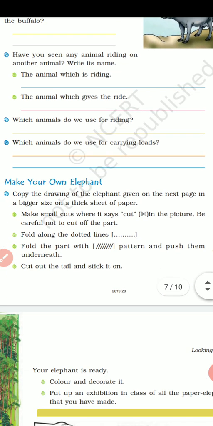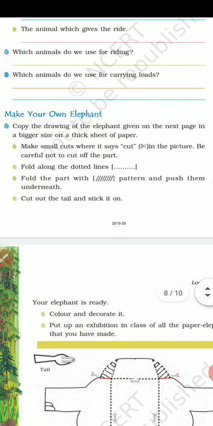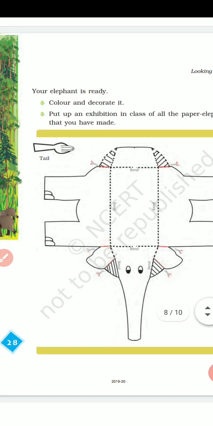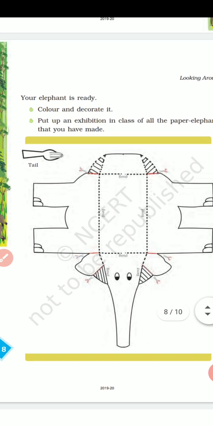So children, this is an activity which you have to perform. Copy the drawing of the elephant given in the next page in the bigger size on a thick sheet of paper. It should be thick cardboard size paper. Make small cuts where it says cut in the picture. Be careful not to cut off the parts. Fold along the dotted lines, fold the part with the pattern and push them underneath. Cut out the tail and stick it on. So children, you have to make this, color it and decorate it. Put up for the exhibition.